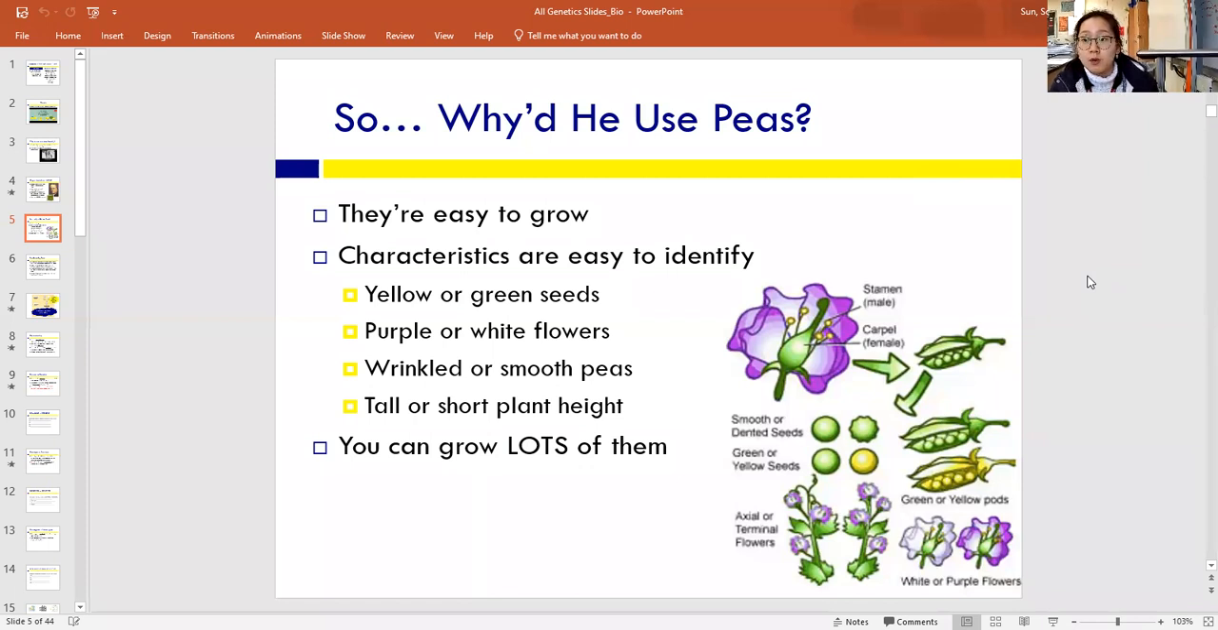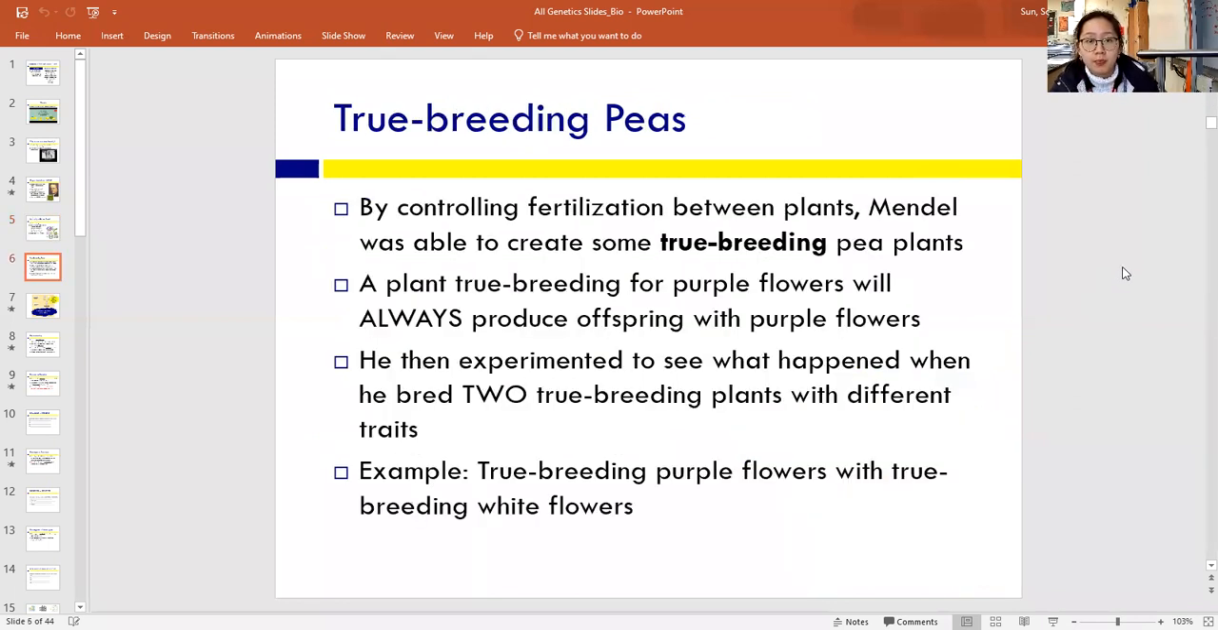And they're all dictated by one single gene, or a pair of alleles, sorry, on chromosomes, which makes it really easy for us to define what is showing up in the genotype of an organism.